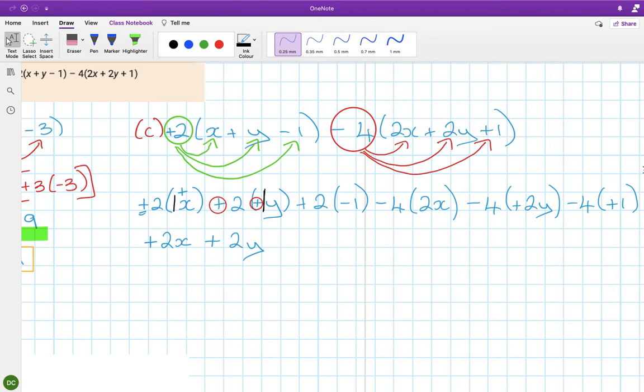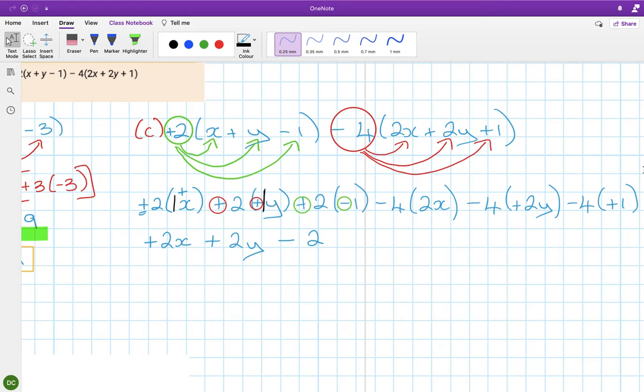Next, I have a plus and a minus. Plus and a minus is minus. When the signs are different, you get minus. 2 times 1 is 2, and then there are no letters. So all I could do there was sign and number. Okay, so moving on to the next one.